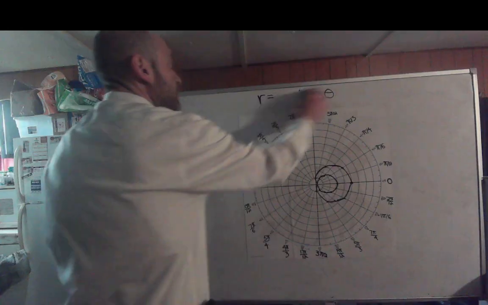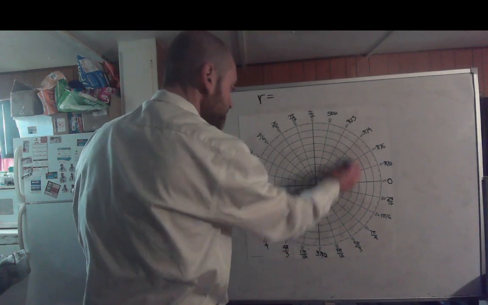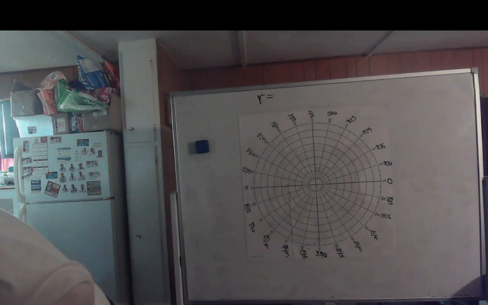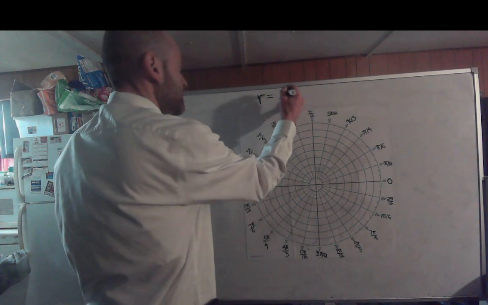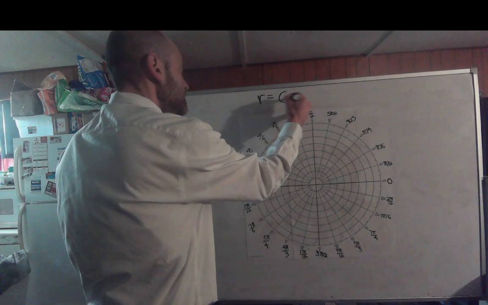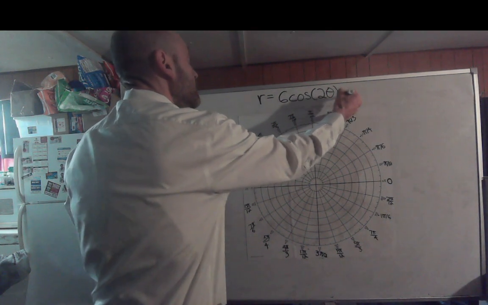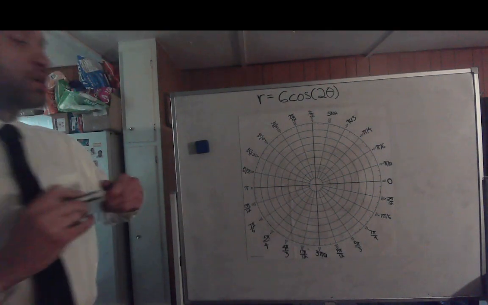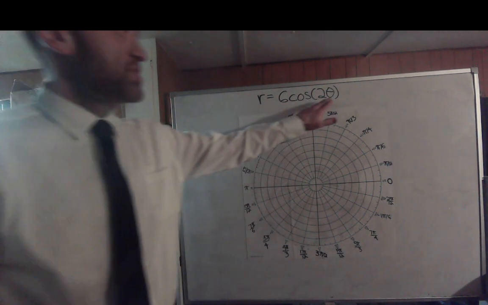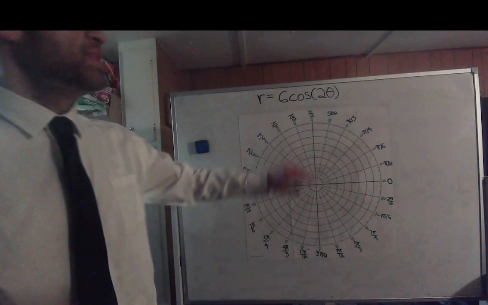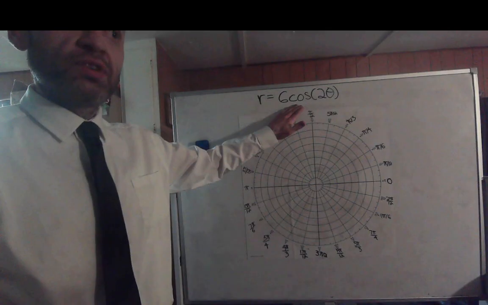Alright. Let's go ahead now and do some others. Alright, so what if I did something like 6 times the cosine of 2 theta? All of a sudden, we don't just have single theta, we have a double angle. And this is really going to change what the graph looks like, actually.